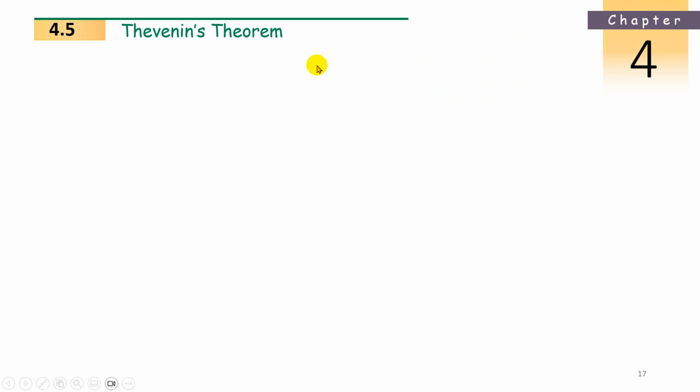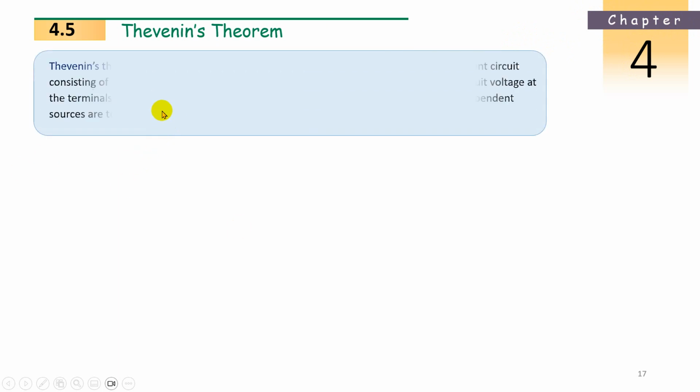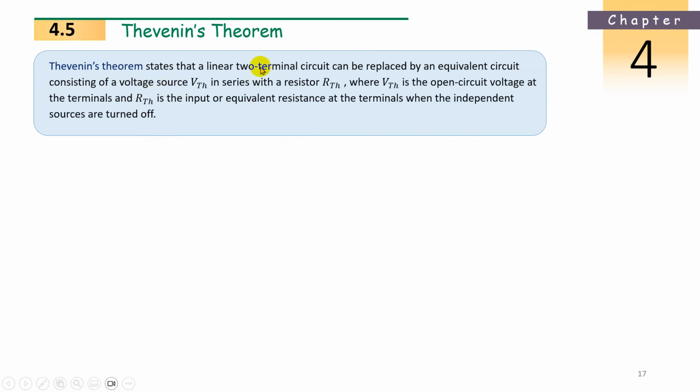So now come to Thevenin's theorem. Thevenin's theorem states that a linear two-terminal circuit can be replaced by an equivalent circuit consisting of a voltage source VTH in series with a resistor RTH. That is, RTH means R Thevenin, VTH means V Thevenin, where VTH is the open circuit voltage at the terminals and RTH is the input or equivalent resistance at the terminals when the independent sources are turned off. You will get more clarity when I explain with the circuits.